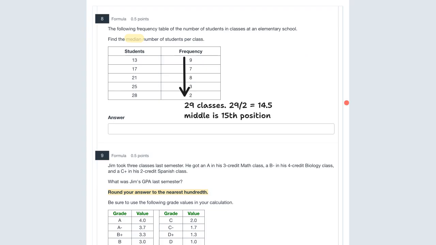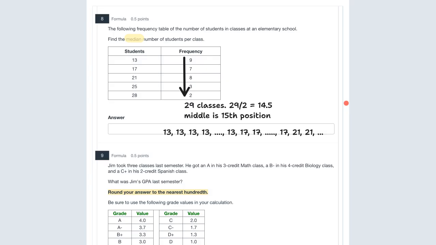So if I start listing out all these numbers, all right, so there'll be 13, 13, 13. There's going to be 9 of those. Then I got 17 classes, or 17 students. 17, and I keep going here. Then there's 8 classes at 21. That's a lot of numbers to list out, but I don't have to list them all out.